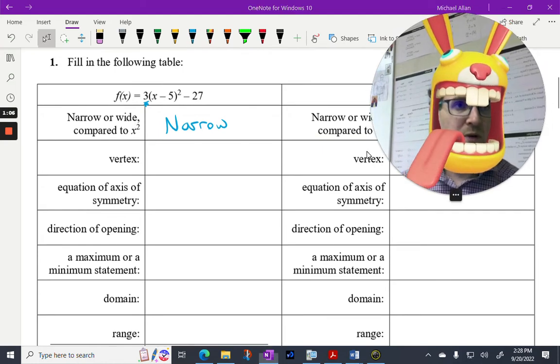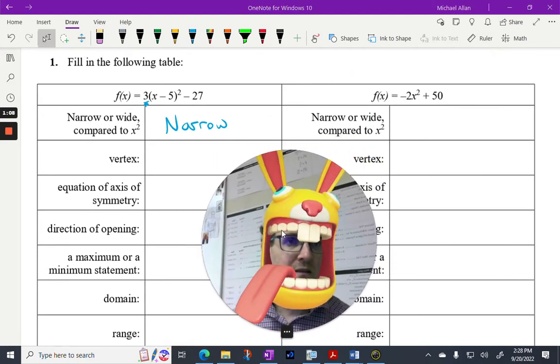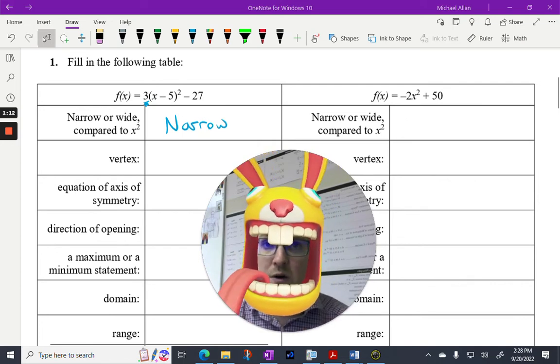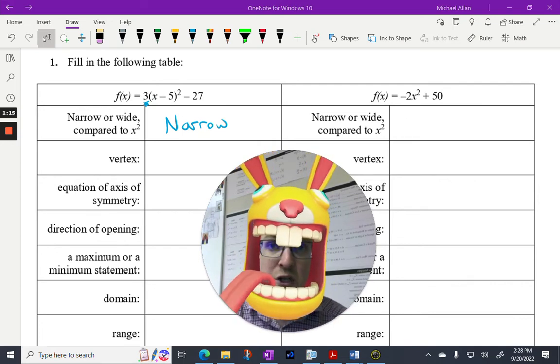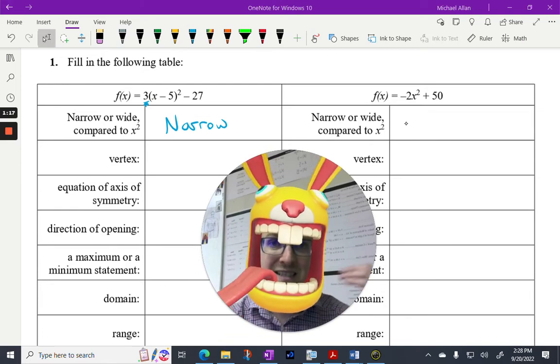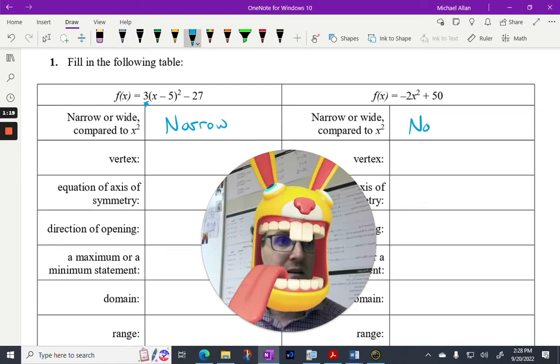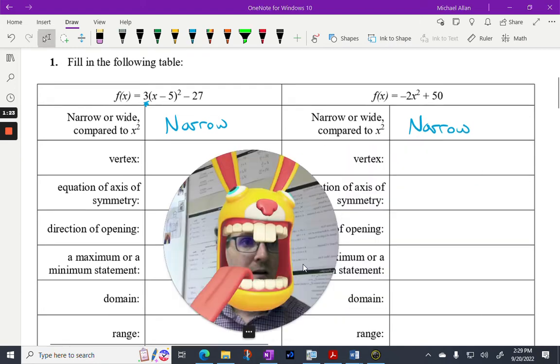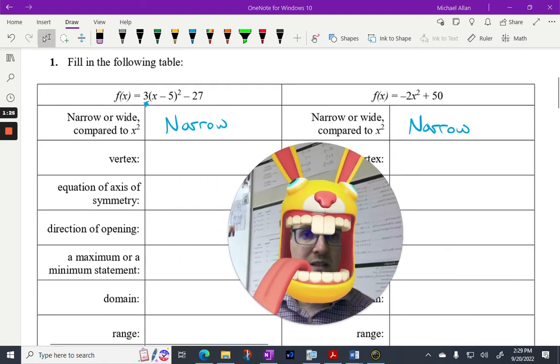So I'm probably going to do both of these at the same time. You notice that this one here is -2, but we're going to ignore the negative, and we're just going to deal with the 2 itself. And the 2, because it is bigger than 1, this is a narrow graph. All right? And then we want to determine the vertex for both of these.